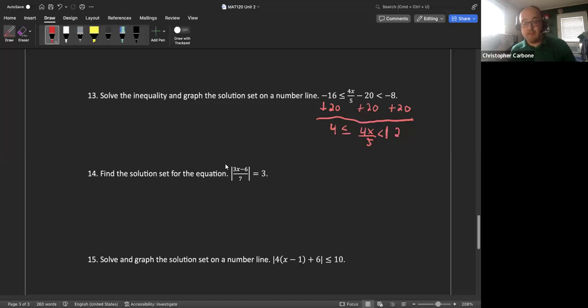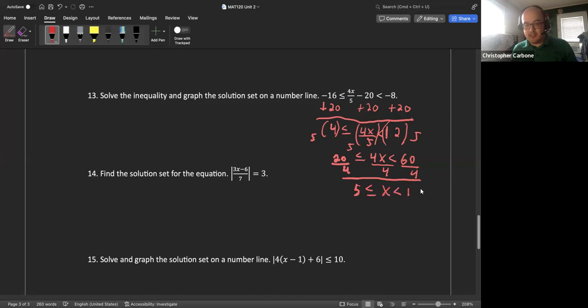And then we can multiply by 5, again, to all 3 sides. So just try to draw this out for all of them. This makes 20 is less than or equal to 4x, which is less than 60. And then divide by 4. So I'm slowly running out of space, but that's okay. So this makes 5 is less than or equal to x, which is less than 15.